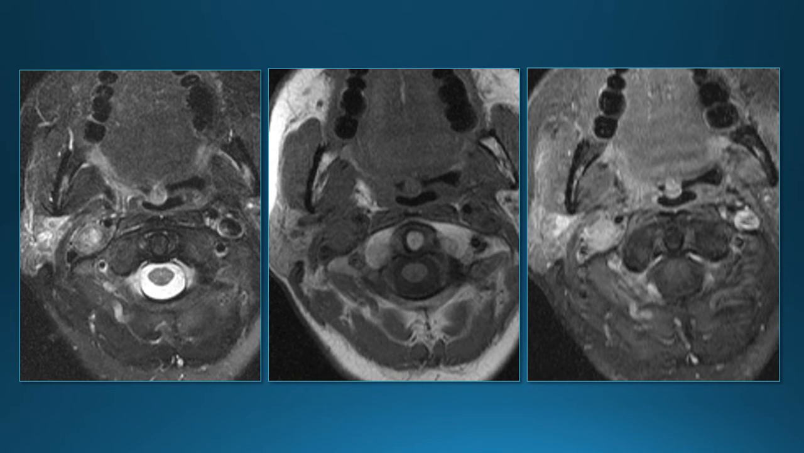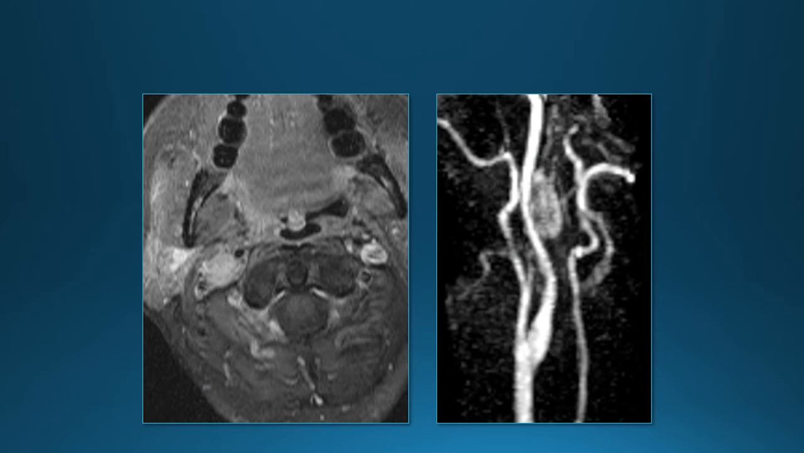Another mass here in the retrostyloid parapharyngeal space. We know it's retrostyloid because it displaces the carotid artery here anteromedially. This is a smaller mass, and here's the internal carotid displaced anteromedially. In this patient, we did an MR angiogram. This is the MR angiogram, and we can see this is a contrast-enhanced MR angiogram, and we can actually see the mass right here behind the internal carotid on this contrast-enhanced MR angiogram.